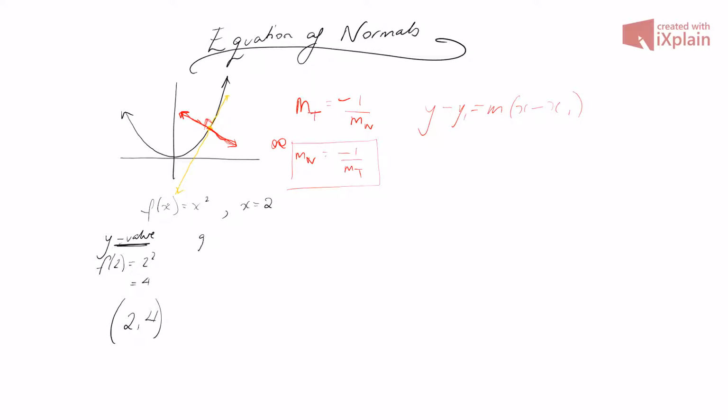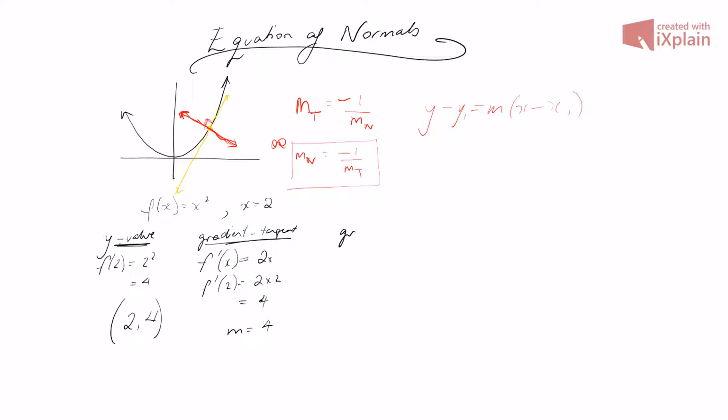Then we have to find the gradient for the tangent. In order to know the gradient for the normal, we need the gradient for the tangent. To do that, we're going to need the equation for the gradient. That's the derivative, so we need to differentiate this function, 2x. We substitute it in. So the gradient equals 4.